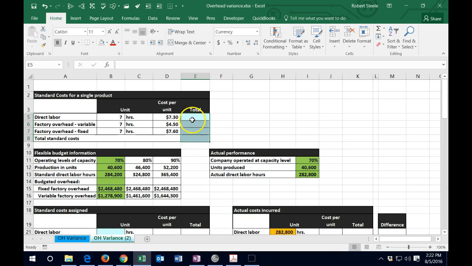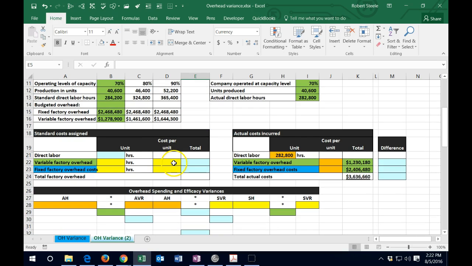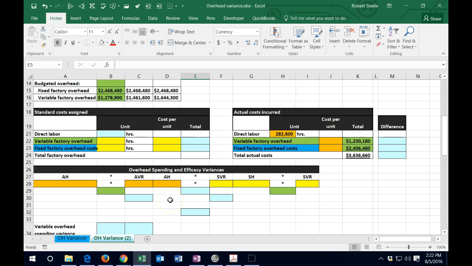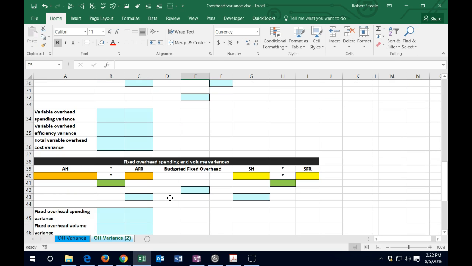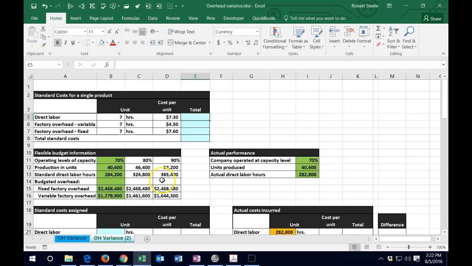Hello, in this lecture we're going to work some variance analysis. We will be focusing on the overhead section, looking at the overhead spending and efficiency variance and the fixed overhead spending and efficiency variance. In order to do this, we're going to take our data here and plug some numbers in, focusing on the things that will affect the overhead specifically.